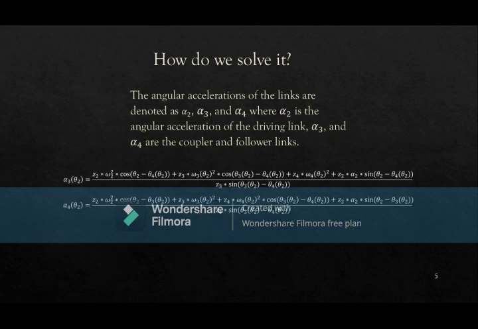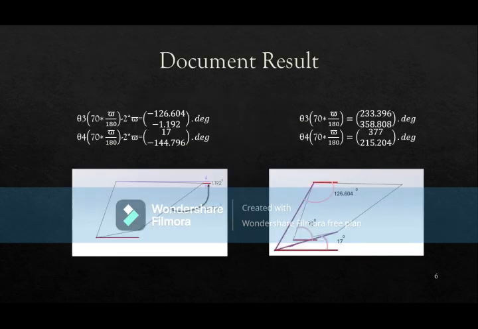How did we solve it? The angular accelerations of the links are denoted as A2, A3, and A4, where A2 is the angular acceleration of the driving link. A3 and A4 are the coupled follower links. As we can see, the results of the operation coincide with the simulation. This begins with the angles of the mechanism.